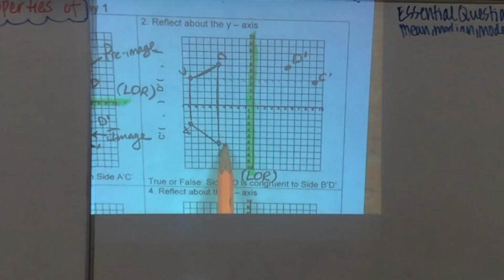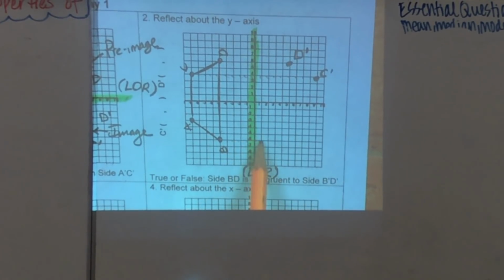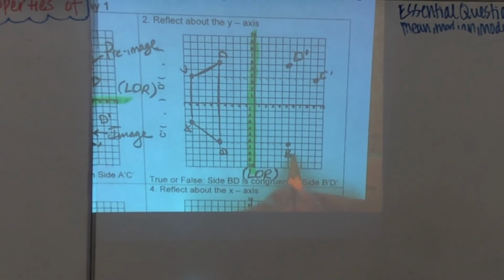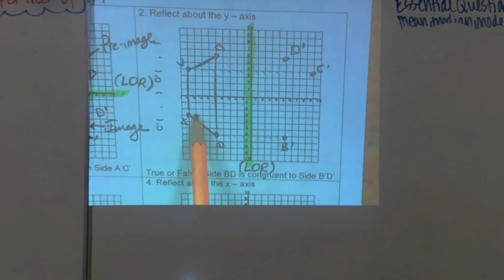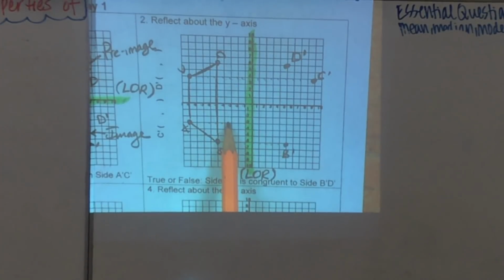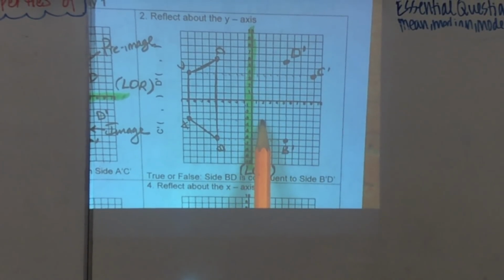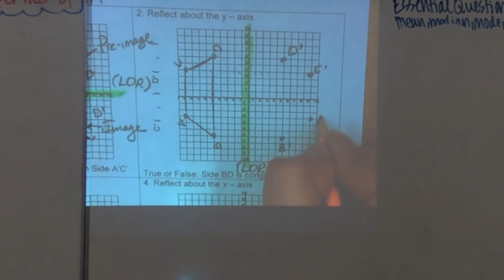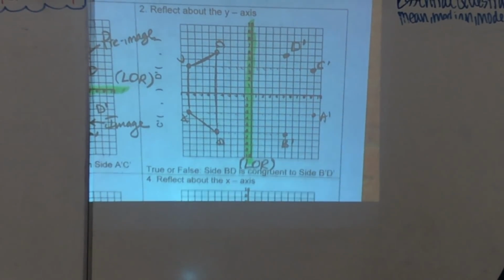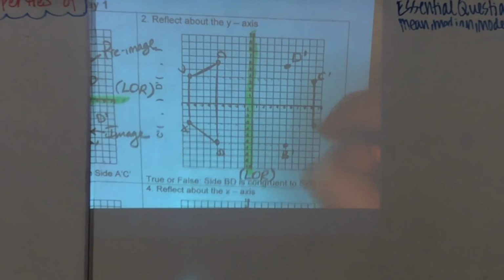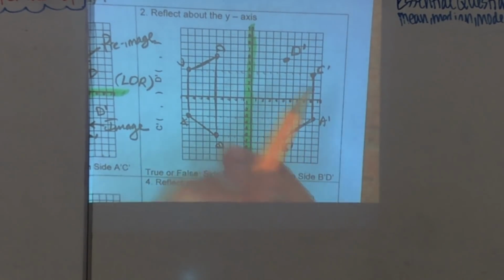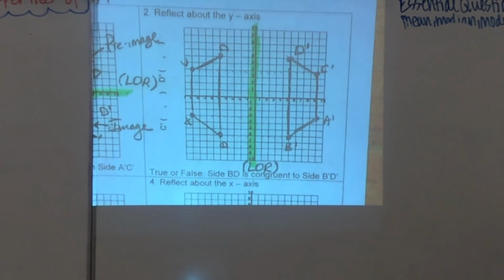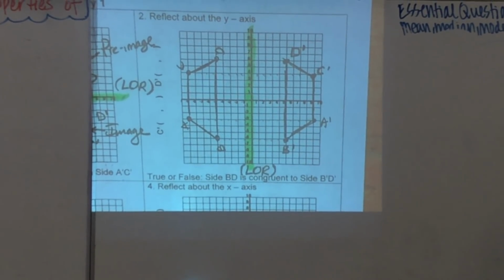Do the same thing with A and B. So let's do B. 5 spaces over, and 5 spaces opposite. That's B prime, and then A. 9 spaces over, and 9 spaces opposite. This is A prime. Go ahead and connect all the points. Connect all your points. And then let's go ahead and label them.